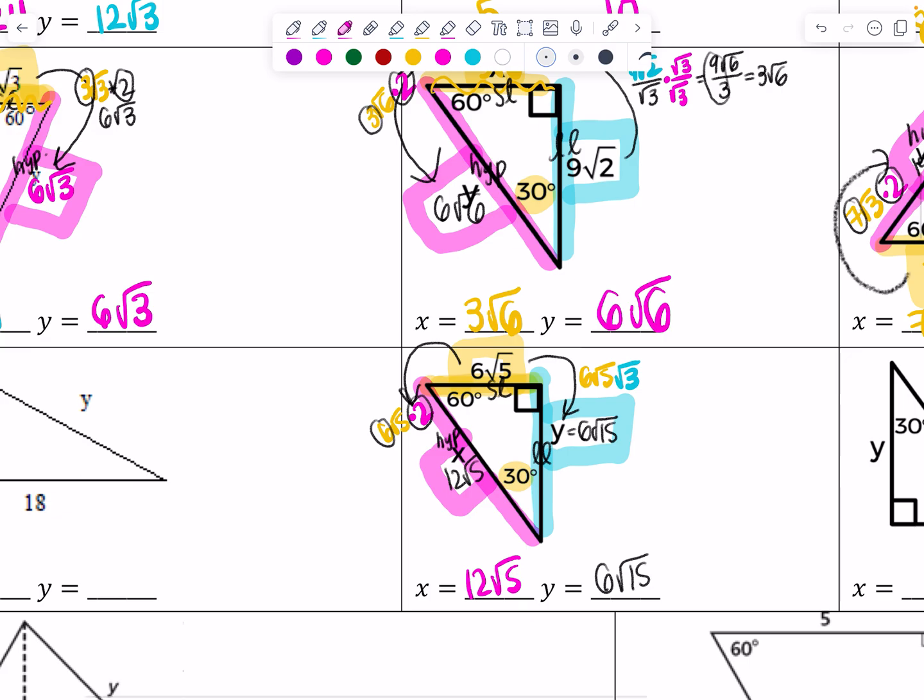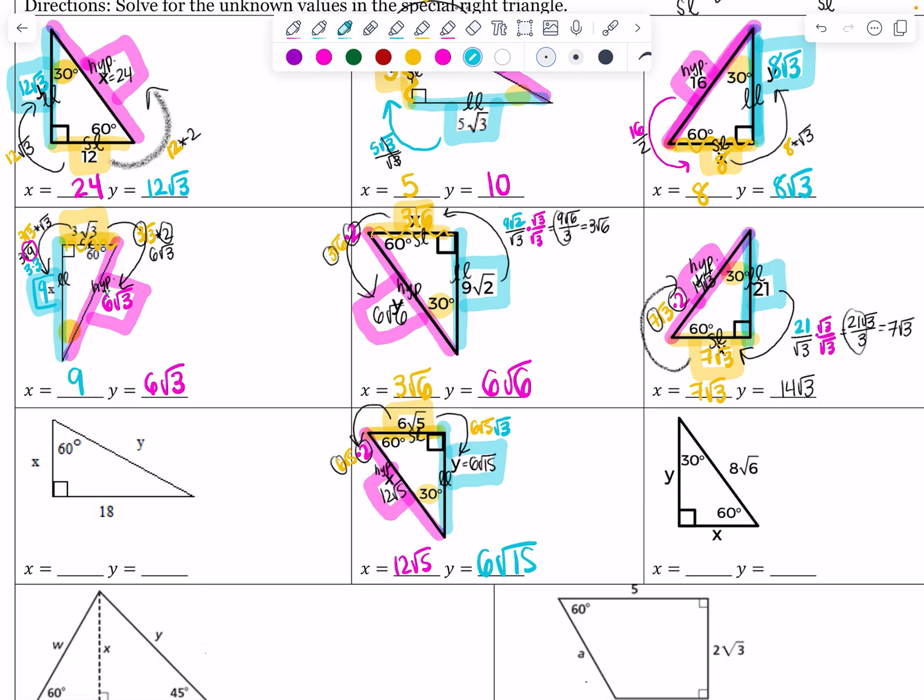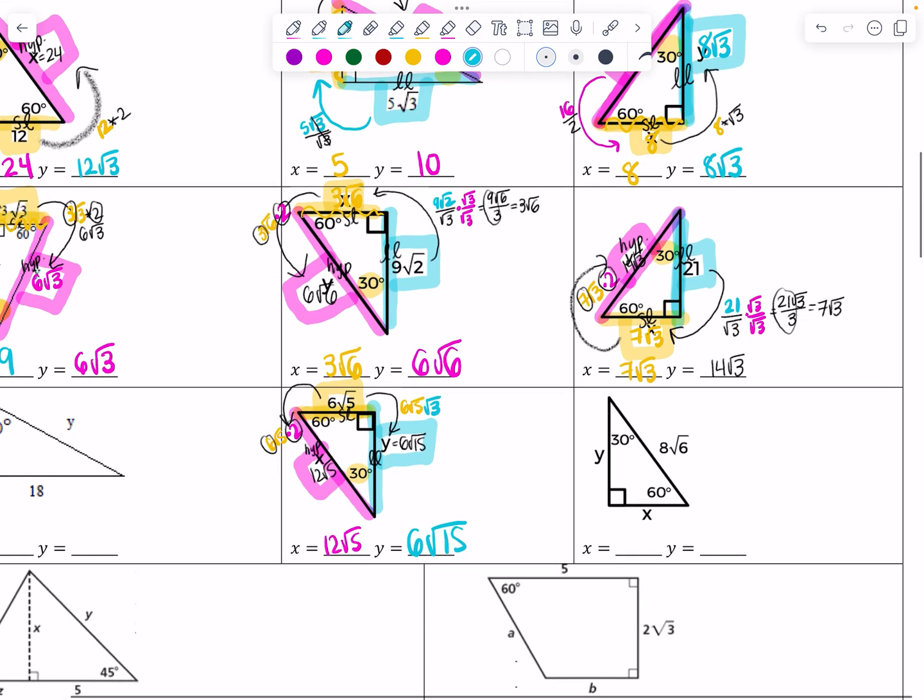And then our y was, let me change that. Our y was 6 root 15. Just trying to color code this for my key so it looks pretty later. So I've got it all together. All right, let's move over to here.